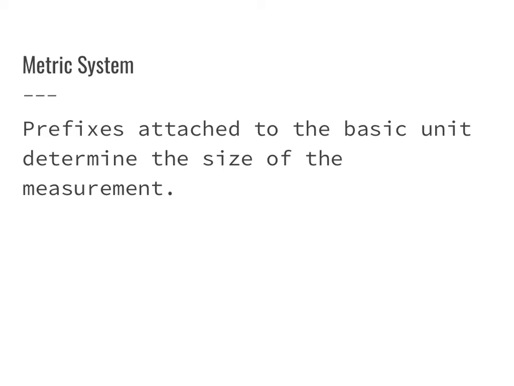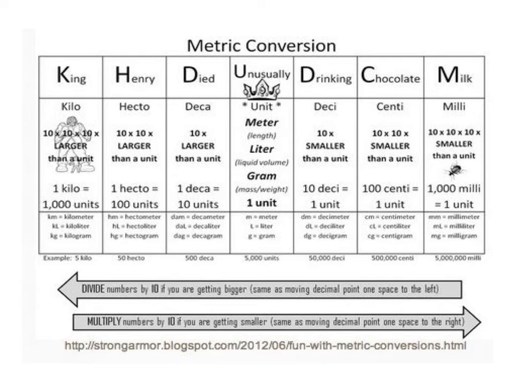So if each of those, meters, liters, and grams, is the basic unit, when we have larger or smaller objects than the basic unit, we just attach a prefix to the beginning of those words, and that helps us to determine the size of the measurement. To remember all of those different prefixes, we can use an acronym, and the acronym that you see here in this top box: King Henry died unusually drinking chocolate milk. Each of the letters in that sentence helps us to remember the prefix that is attached to it.